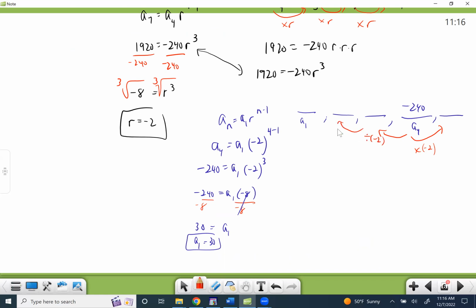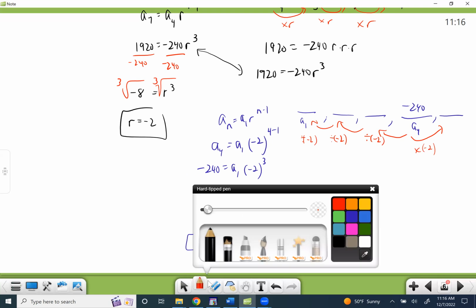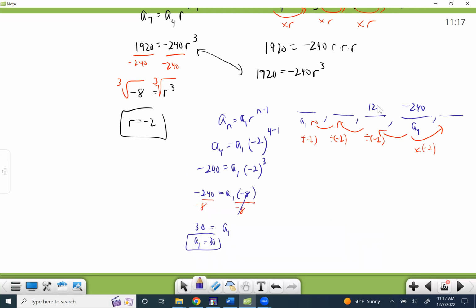I'd have to divide by negative 2, and I'd have to divide by negative 2. So let's just take negative 240 and keep dividing it by negative 2. Negative 240 divided by negative 2 would be positive 120. If I divide that by negative 2, negative 60. If I divide that by negative 2, positive 30. So that could be another way, a little bit more intuitive, for how you could get it.